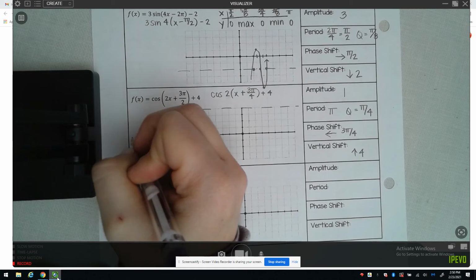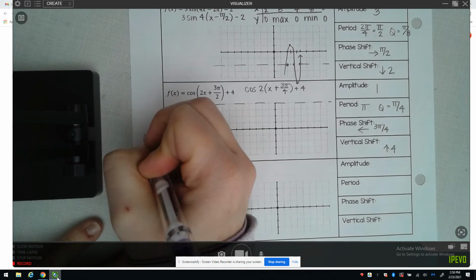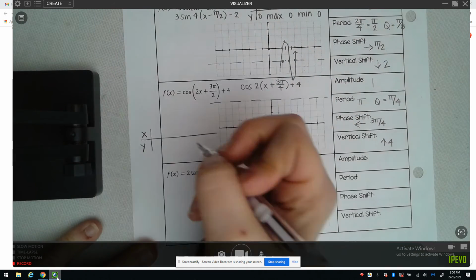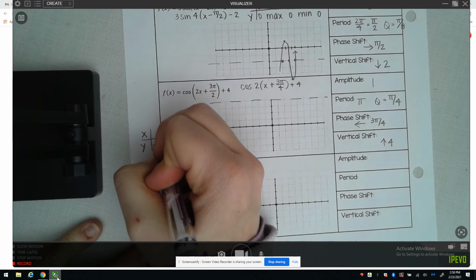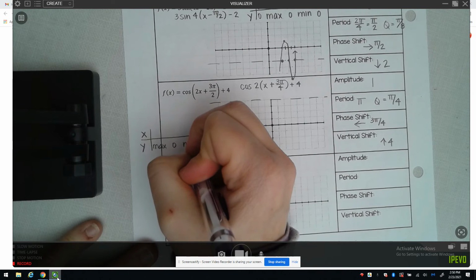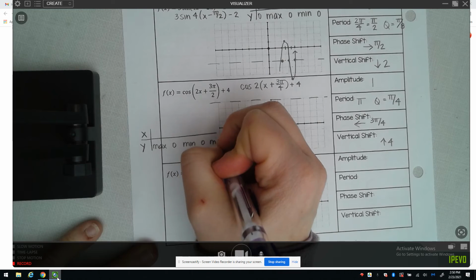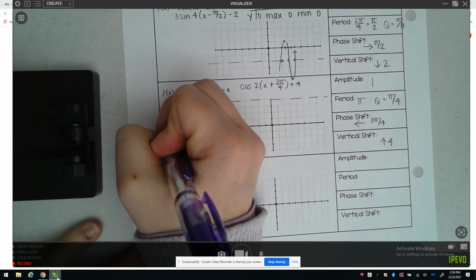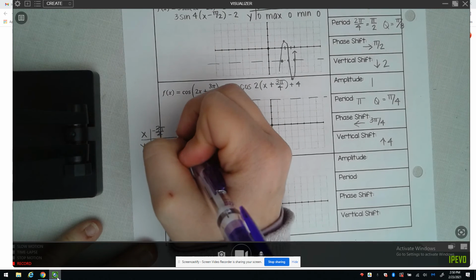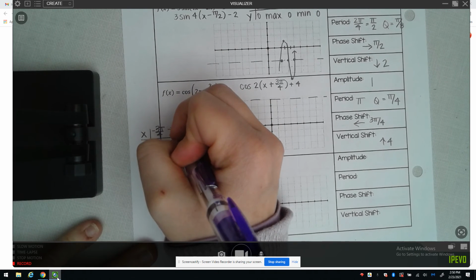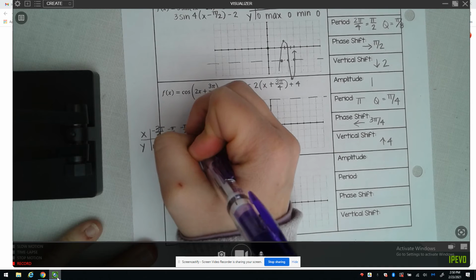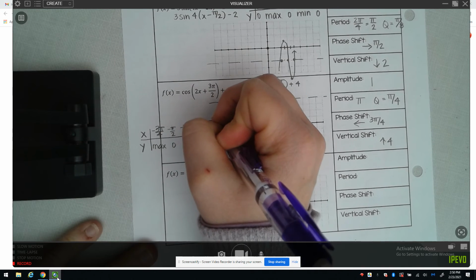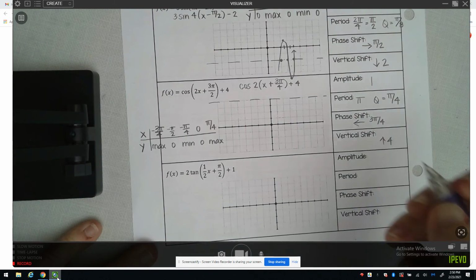Okay? So I'm going to cosine. So this is max, 0, min, 0, max. I'm going to start at negative 3 pi over 4. I'm going to go by pi over 4s. So negative pi over 2, negative pi over 4, 0, and I'm going to end at pi over 4.